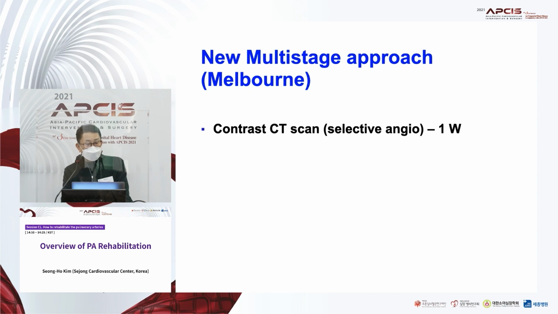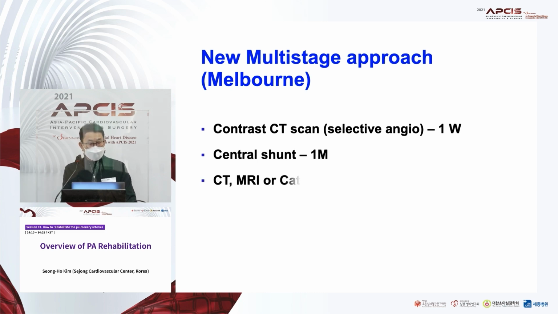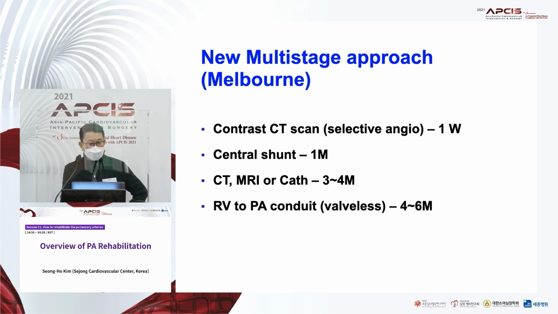Their new strategy is CT or selective angio 1 week after birth, and a central shunt in the neonatal period, and follow-up CT, MRI, or cardiac cath in 3 to 4 months, and RV-to-PA conduit performed, and later complete repair, changing the conduit and VSD closure.